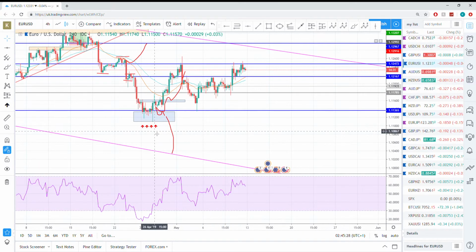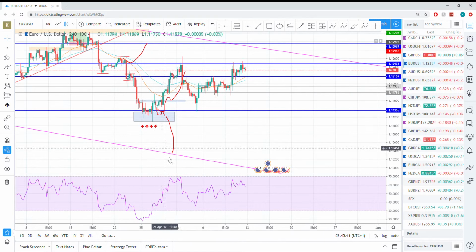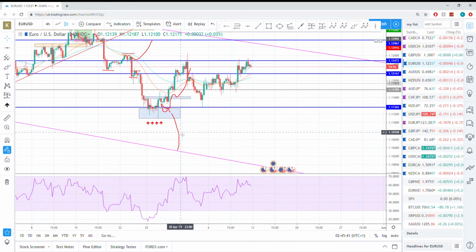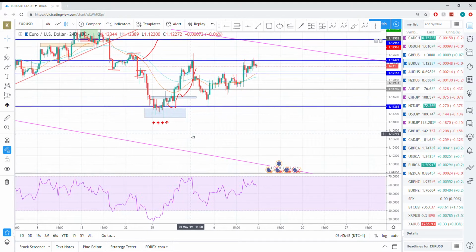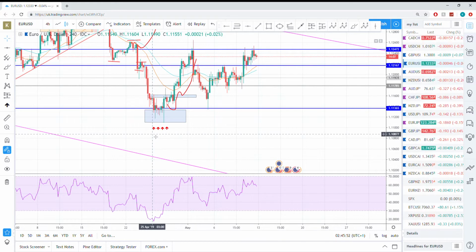So the options that we made for the last video was that we would be looking to make the upwards momentum continue or the downwards momentum. We didn't get the downwards momentum, and this is likely because we found these pin bars forming at the bottom here.